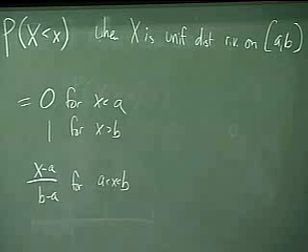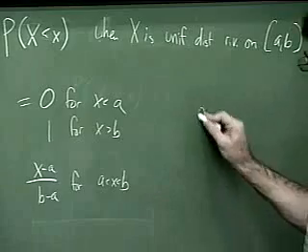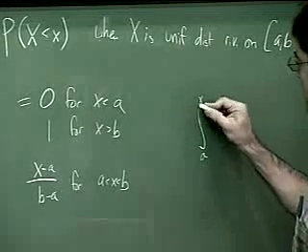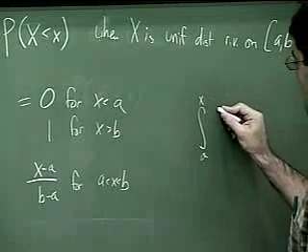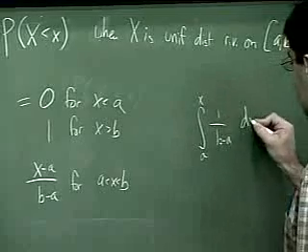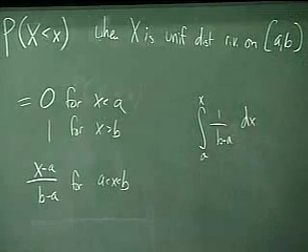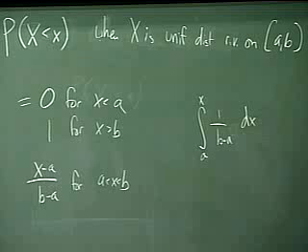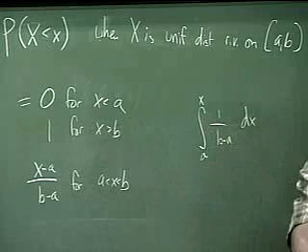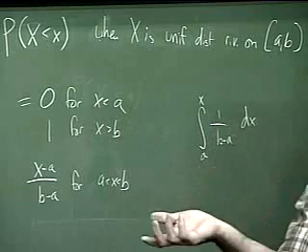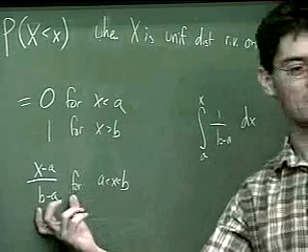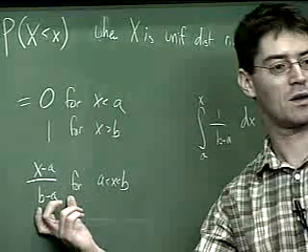Okay, how do you see that? (x minus a) over (b minus a). Well, you could have gotten it from the integral from a to x of 1 over (b minus a) dx, right? But it also comes from just the observation that it's linear. It's got to be 0 at a and it's got to be 1 at b. And this is the only linear function that satisfies that property.